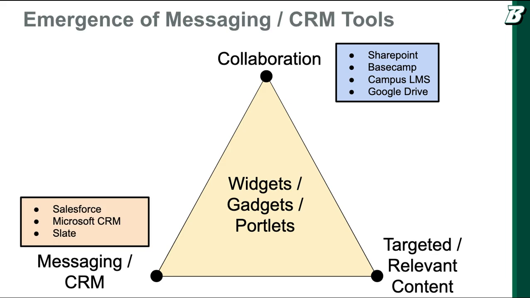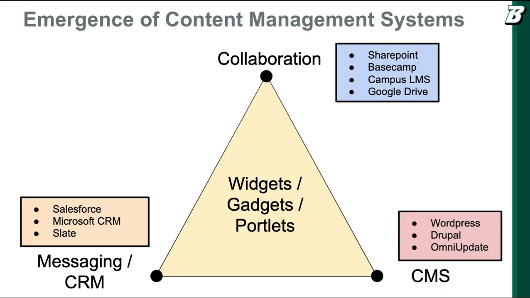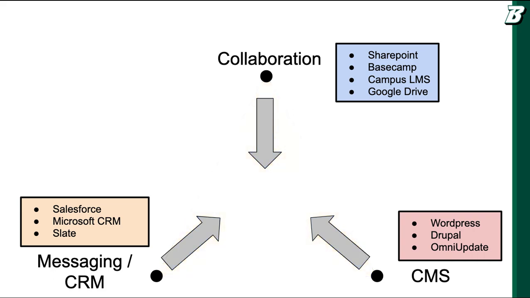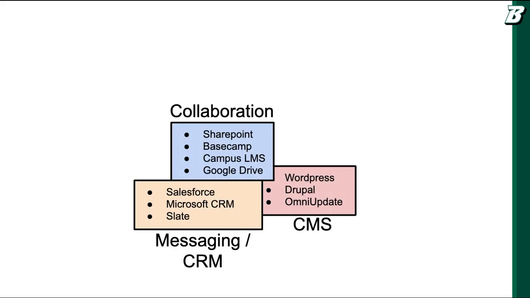Similarly, for messaging, we now have the birth of the CRM, the Customer Relationship Management System: Salesforce, Slate, Microsoft CRM. And content has given birth to the CMS, the Content Management System. All of these tools are really good, they're really robust, but they've started to move in on the space that was taken before by the monolithic portal. So what we've ended up with is this hodgepodge of stuff that's in a pile together. It's good, but it's definitely not integrated, and it's definitely not a common user experience.